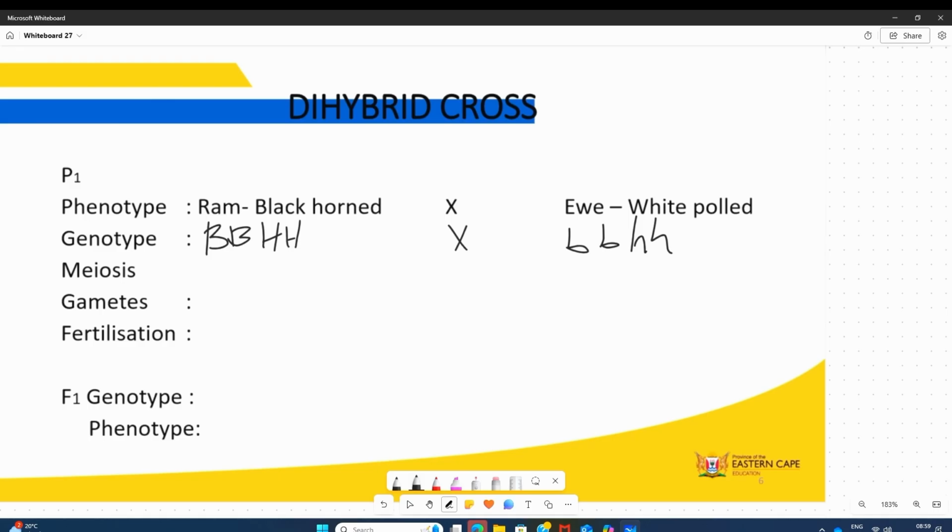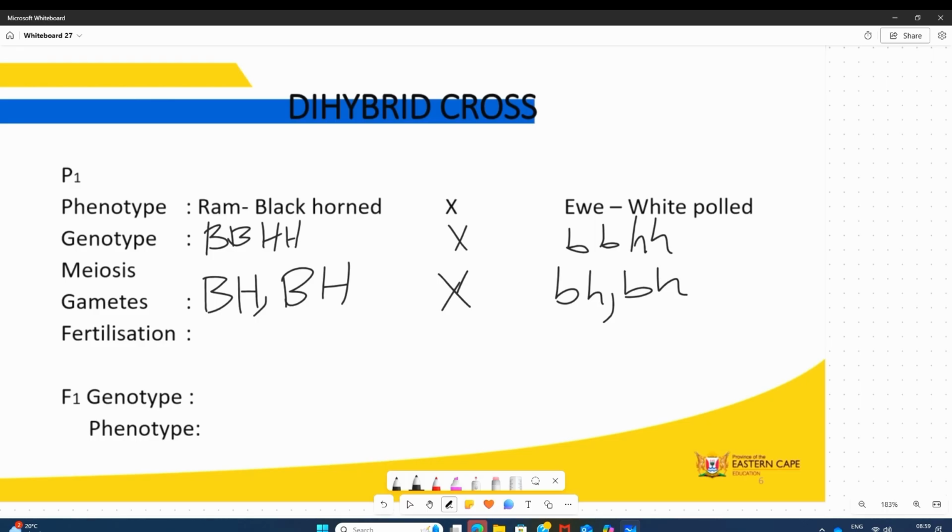For example, let's make it the first gamete. The first gamete will have a single allele representing the color, which is capital letter B, the dominant allele, and another dominant allele, which is H, representing the horned animal. This is the first gamete. Coming to a ewe, it has the recessive allele for white, and also the recessive allele for polled. The recessive allele and another recessive allele.